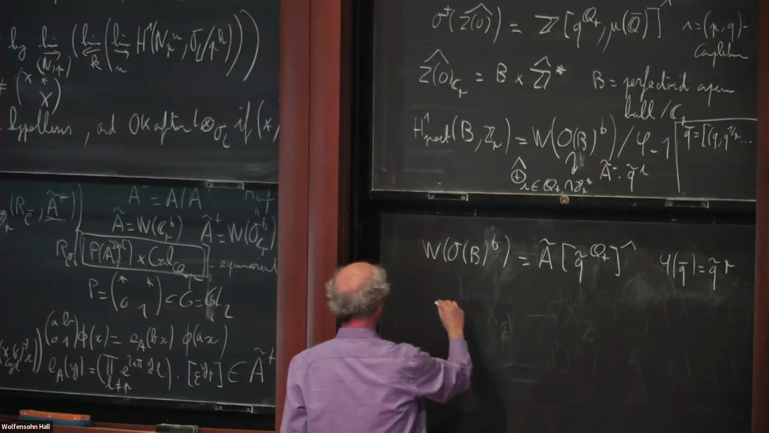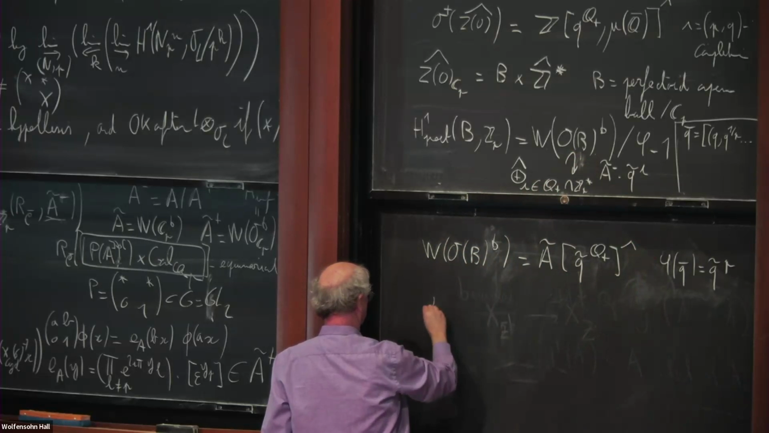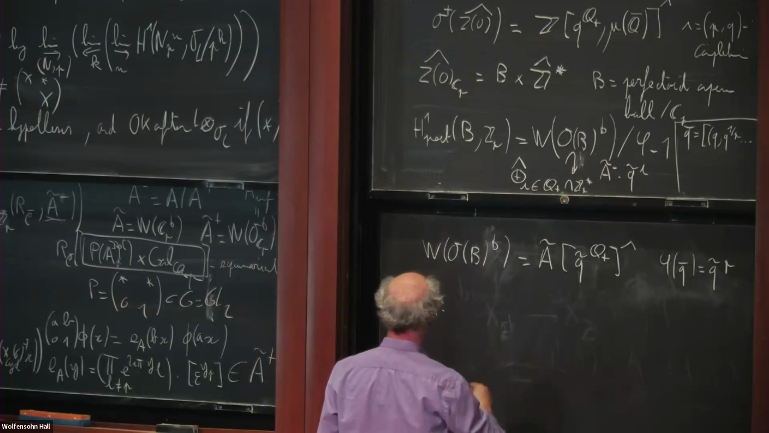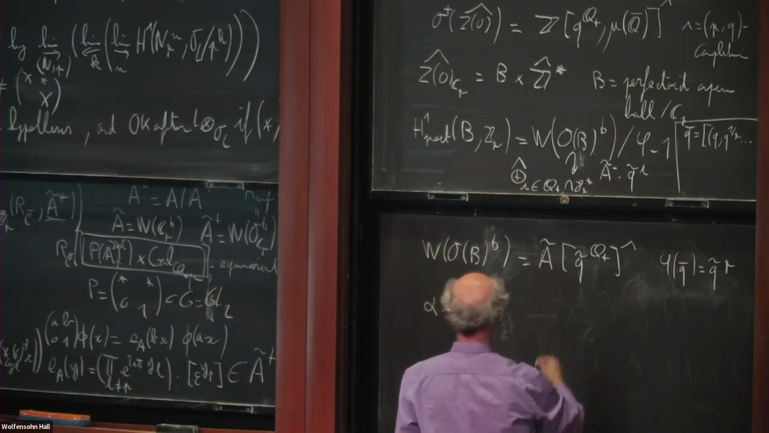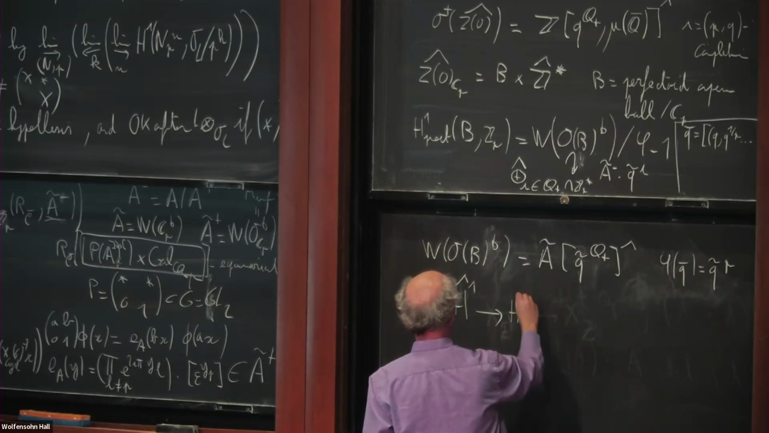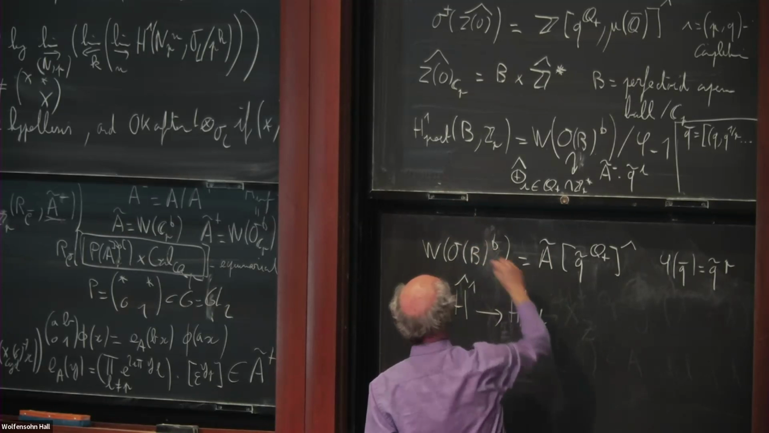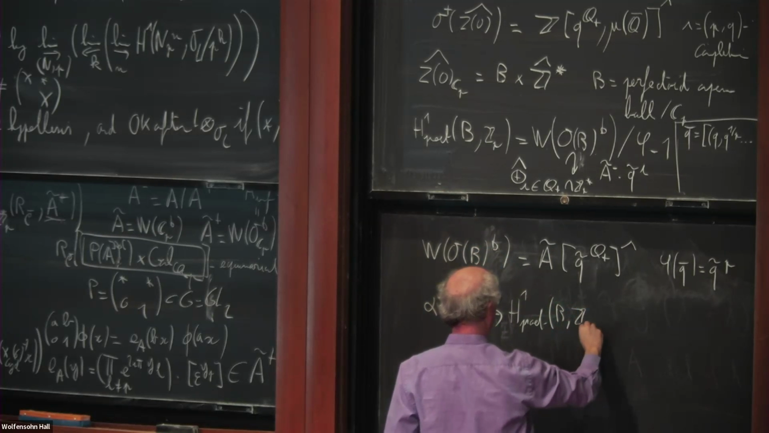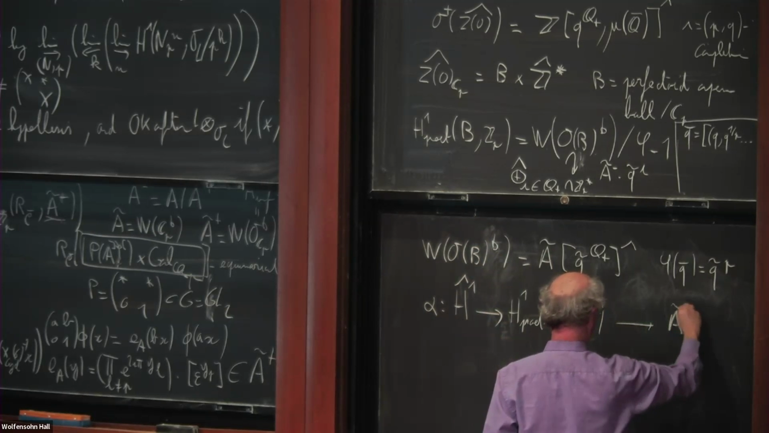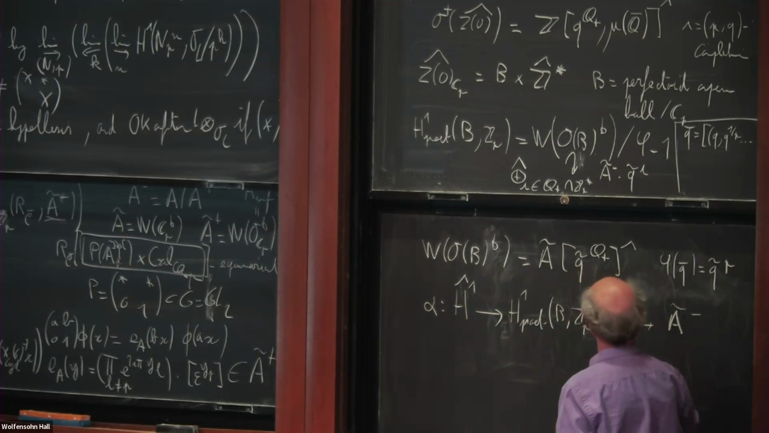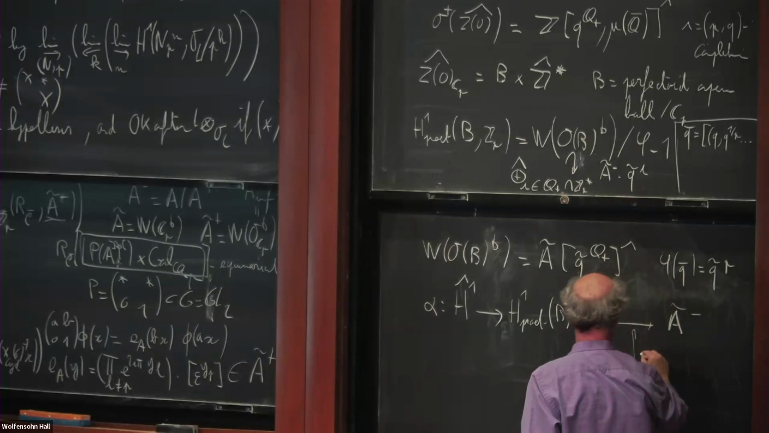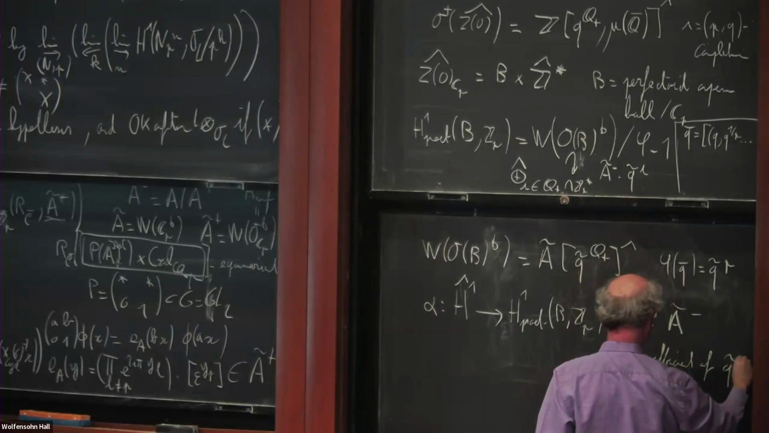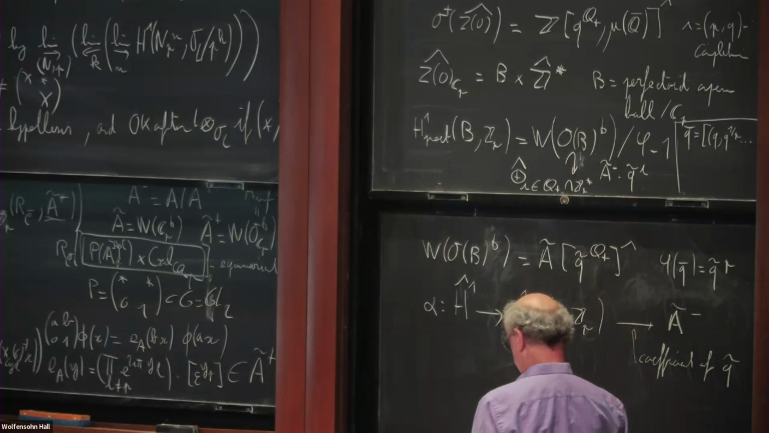And so what can you do now? Well, this allows you to define a map alpha, which goes from completed cohomology to A tilde minus. Well, first you go to H^1 pro-étale of this B, Z_p, and then you go to A tilde minus, and this here just takes the coefficient of the term of degree 1, the coefficient of q tilde. So you get a well-defined map from this.